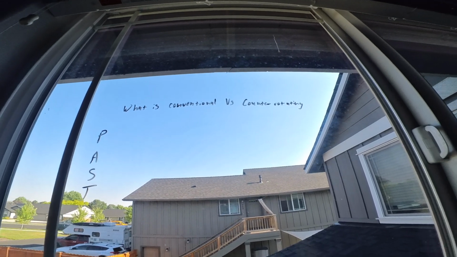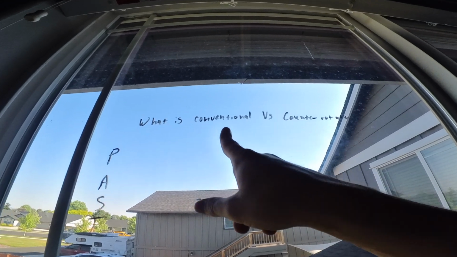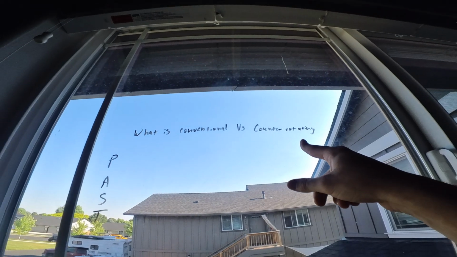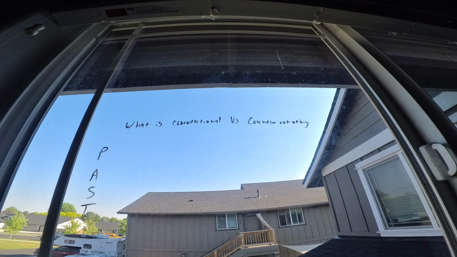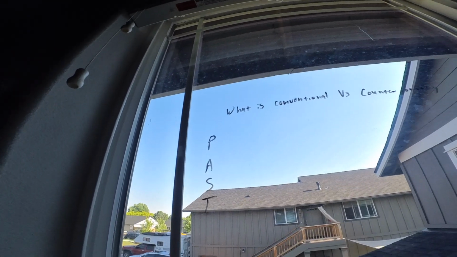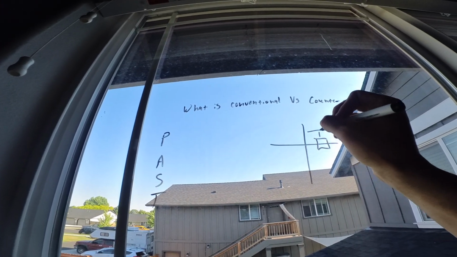aircraft type concepts today. To briefly go over it, we're going to be figuring out what a conventional twin engine is versus a counter-rotating engine aircraft, how they differ, and why someone would use one over the other. To do this, we're going to go over our PAST acronym and drawing our multi-engine aircraft. We're able to dive straight in.